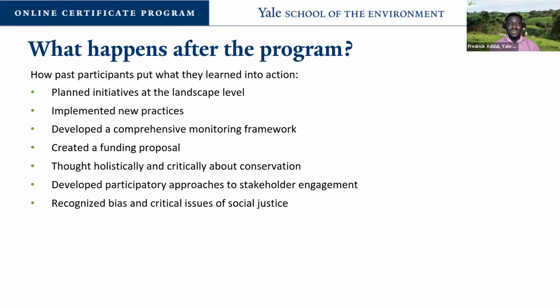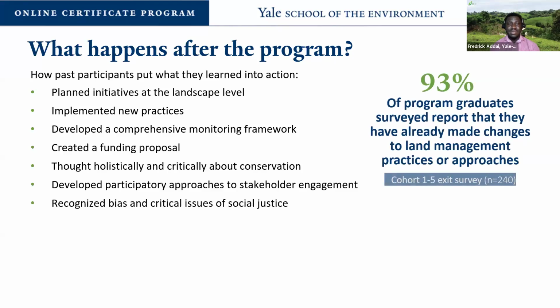These are a few ways in which our participants have put what they learned in the program into action. Some have planned and implemented initiatives at the landscape level. Others have also implemented new practices. Some of our participants have also developed comprehensive monitoring frameworks for projects. Through the program, some graduates have created funding proposals. Our past participants think holistically and critically about conservation. Some past participants have developed participatory approaches to stakeholder engagement. And most of our past participants say they recognize the bias and critical issues of social justice. In a survey of our past participants, 93% of our respondents reported that they have already made changes in land management practices or approaches.